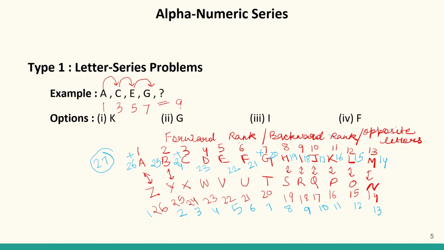So I can clearly see that this is an odd number series that is being followed. So ideally the ninth rank will come here. Which is the ninth rank? The ninth rank is I. So the answer to this question will be I.